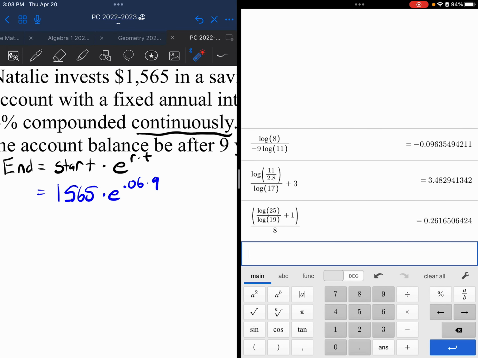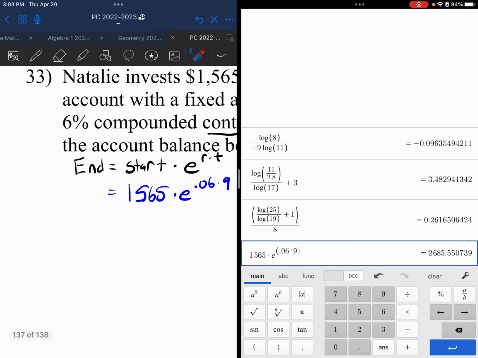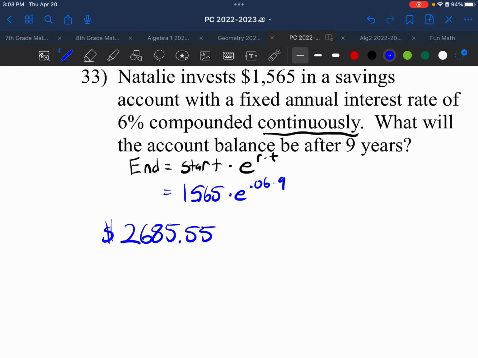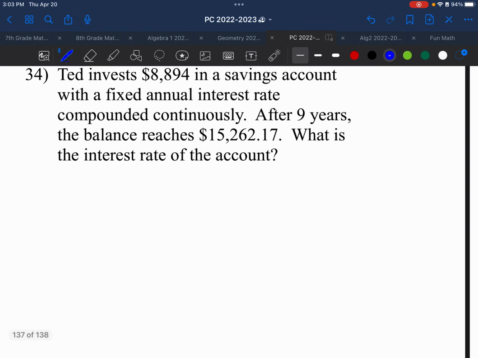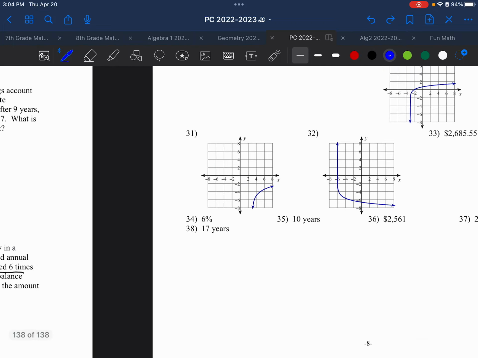So I have 1,565 times, I need a letter, e to the power of 0.06 times, oh, the times is going to have to be stuck up here. So I'm going to have to do parentheses here to keep it up here, and times 9. And I get this number, which I should put in pen, $2,685.55. That's a money amount, so let's see if that's right. 2685.55, 2685.55. There we go. We're on to number 34.